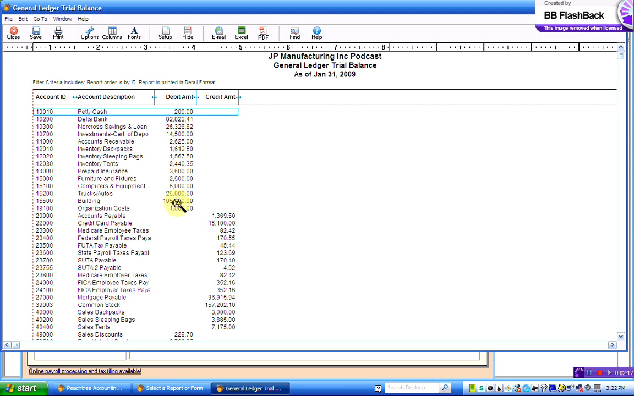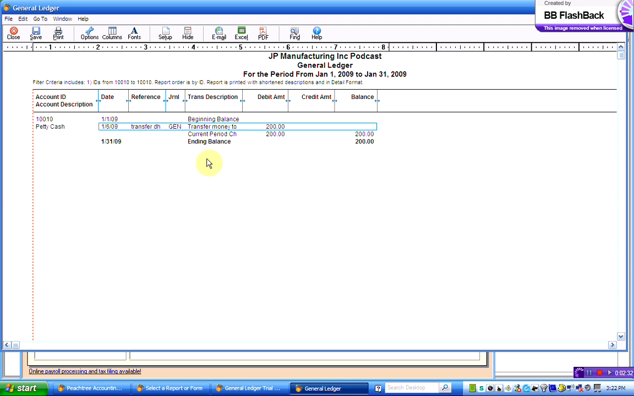And we look at the trial balance, and from the trial balance you can see here that we now have $200 in petty cash, and we took that from the Delta Bank. I can just drill down, you see the little magnifying glass there, and that shows the ledger entry that I took it from the bank, and I put it into the petty cash account.